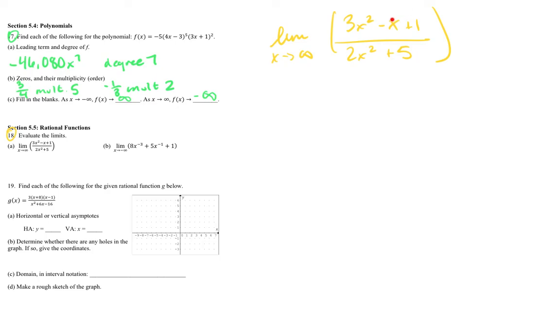Because they're going to be so small in comparison to if we were to plug in a million. So then we can rewrite this, thinking about the limit as x goes to infinity of 3x squared over 2x squared. As this gets larger and larger, these x squares are really just going to cancel out. So then we can say the limit is going to be equal to just 3 over 2.